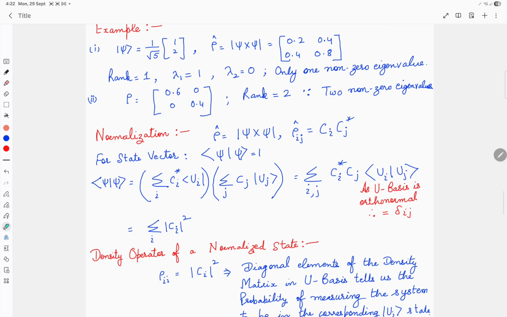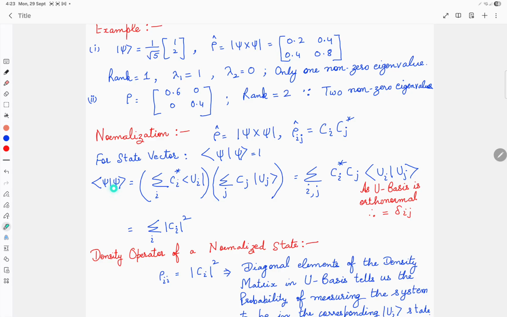Now when we have to prove the normalization, we are given the density operator. We can calculate the density operator by taking the outer product, and we know that the matrix elements can be calculated using the multiplication of the two coefficients, when we take the conjugate of one of the coefficients. Now for the state vector, we know this is the normalization condition, that the inner product has to be equal to 1.